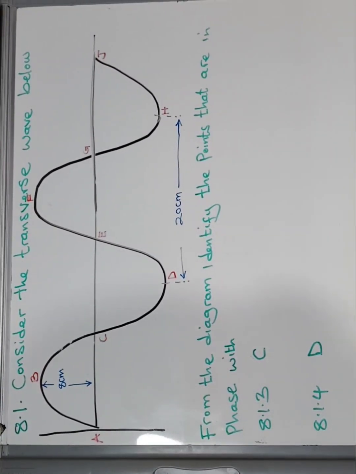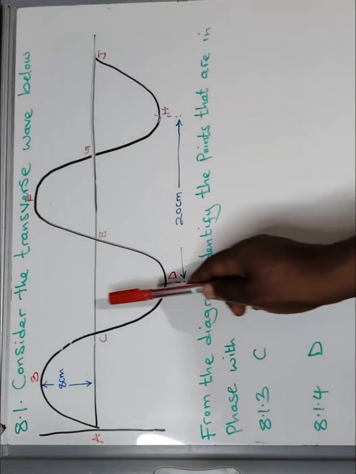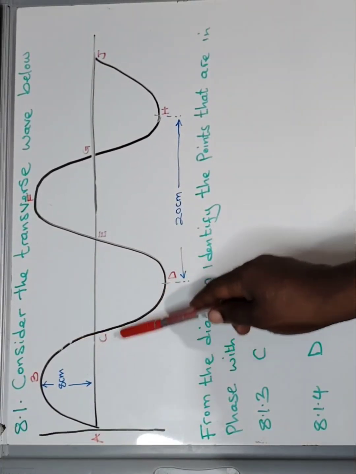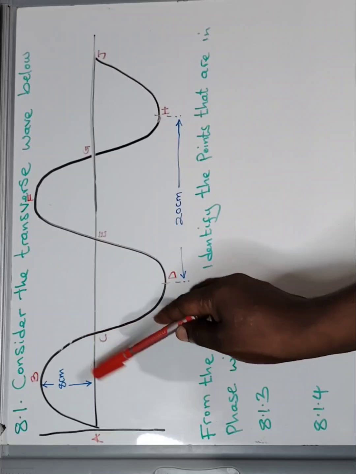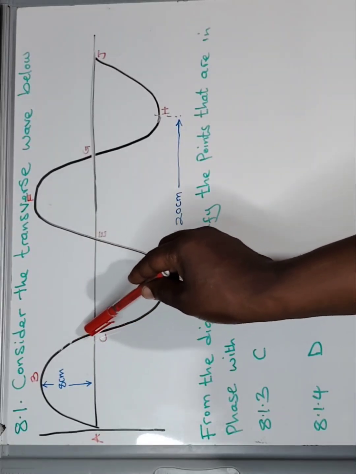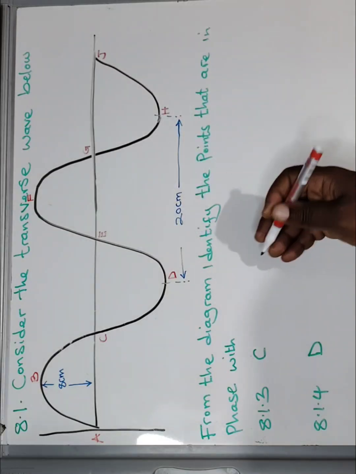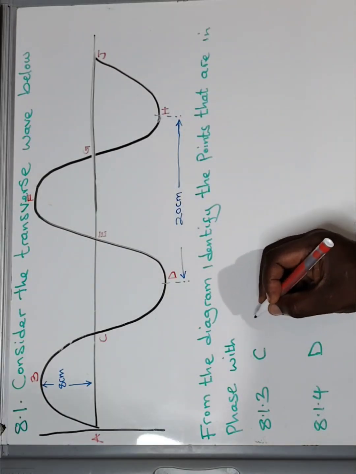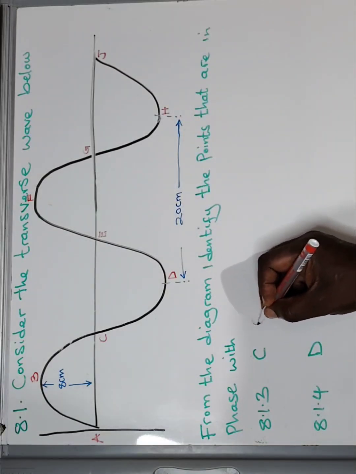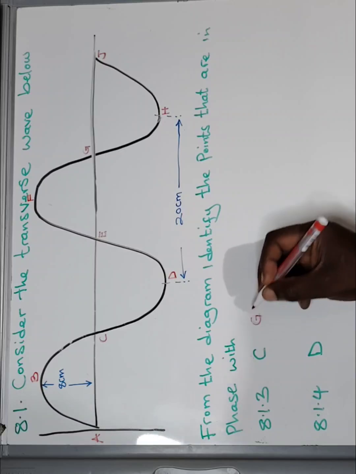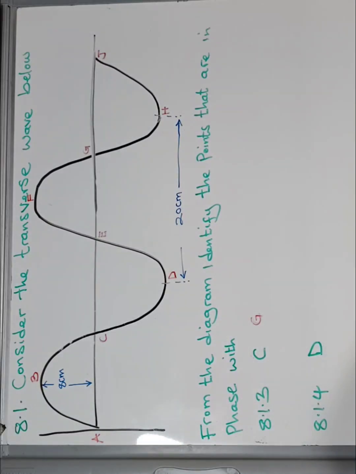So then comes this one. Which points are exactly in phase with C? In other words, which points are exactly the same as C? What do we see at C? The wave reaches from the top and goes down. And that point is G. So G is the point which is exactly in phase as C.